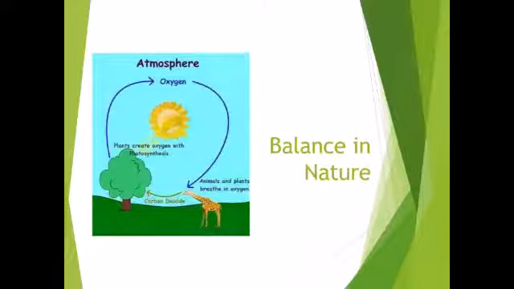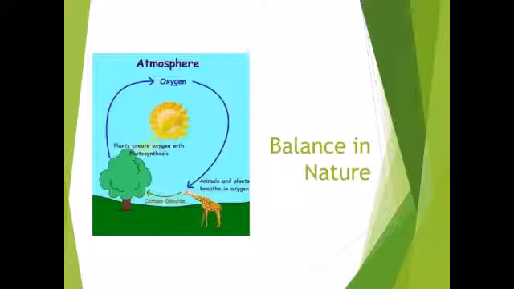Now next we will discuss balance in nature. As we have already discussed, plants and animals depend on each other. We depend on plants for food and oxygen, and plants depend on us for carbon dioxide because carbon dioxide is given out by animals and human beings, and this carbon dioxide is used by plants. So we depend on each other. So this balance in nature is very important. Balance means a balance between the number of plants and animals is very important.